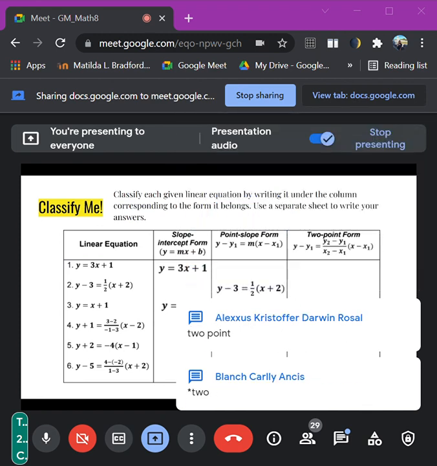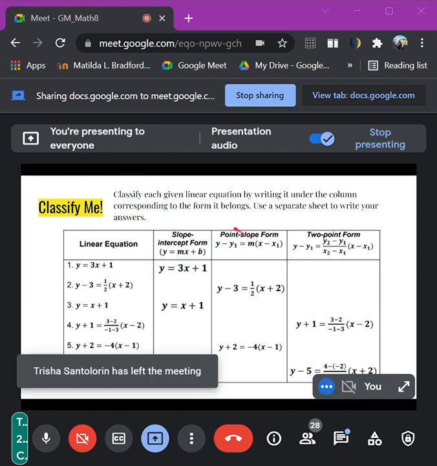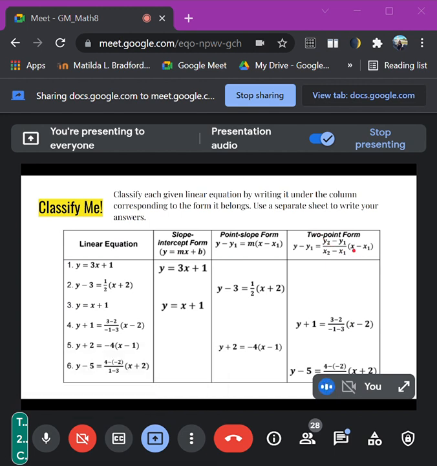So, good job, class. So, as you can see here, ang atoang na-encounter before kay ang slope-intercept form ra. So, for this point slope form class and 2-point form, you will know what are this equation and unsaon siya paggamit later on. But so far, do you have any questions in our Classify Me?